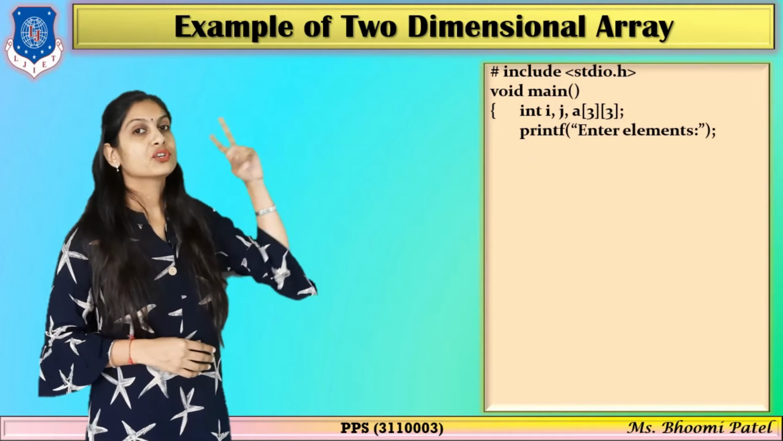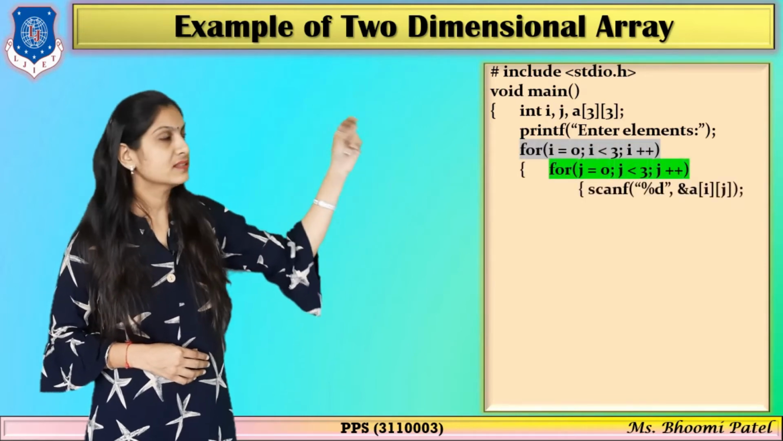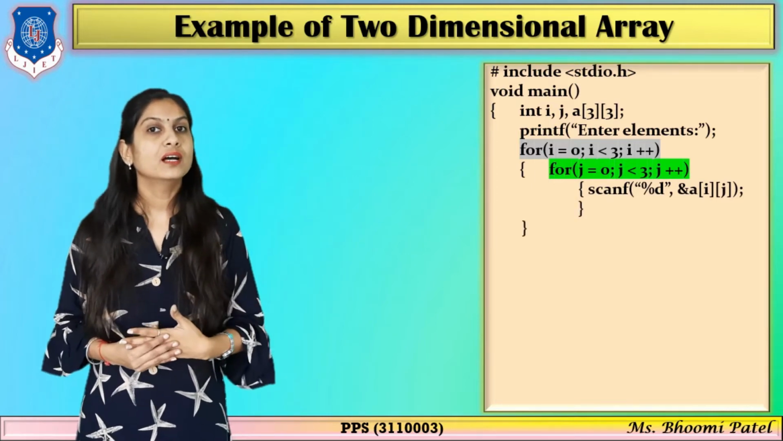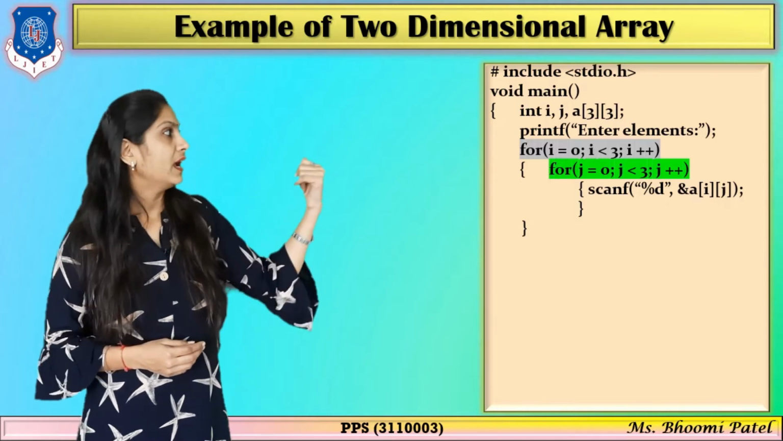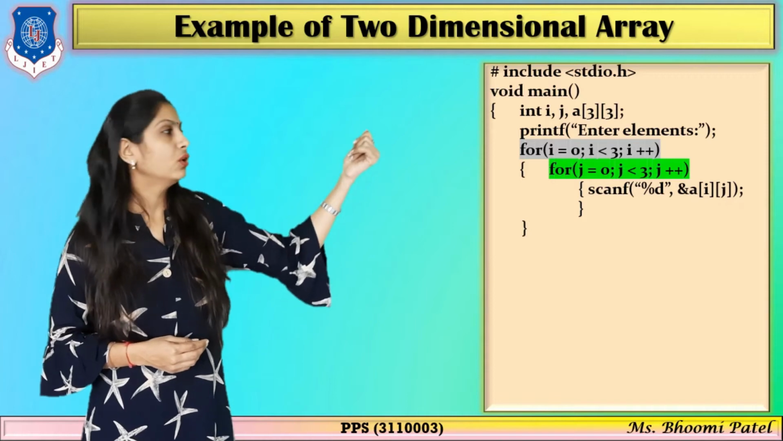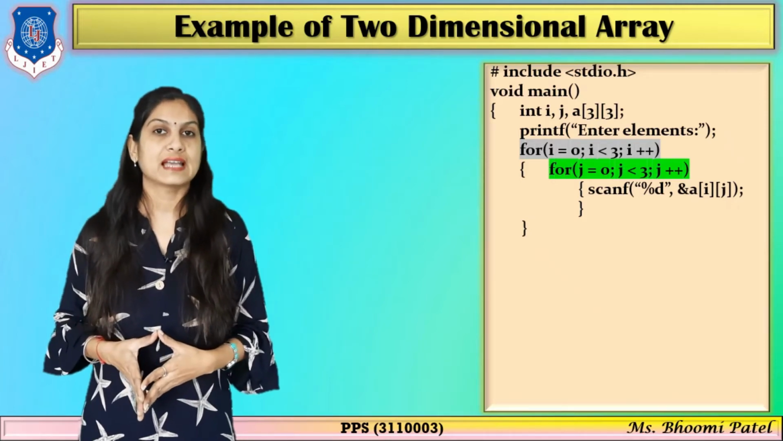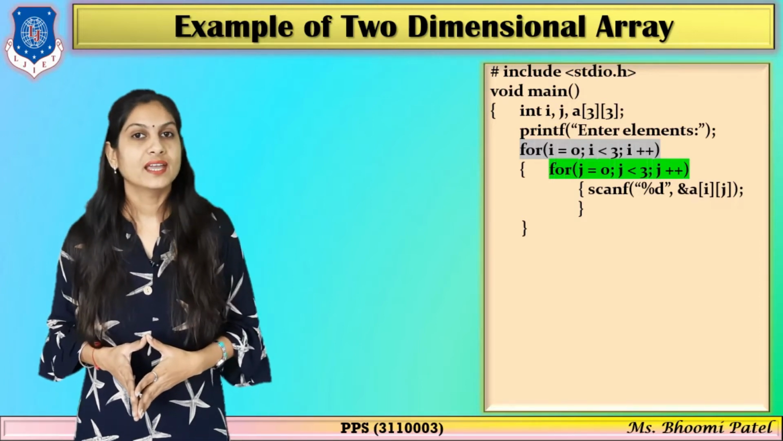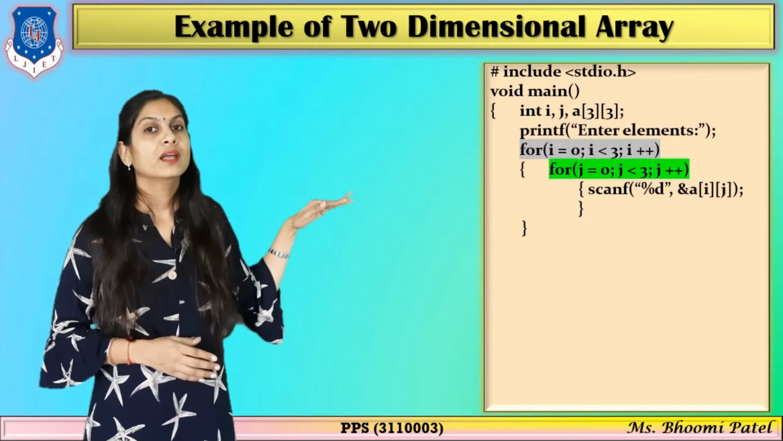Then we have to write two for loops: for i = 0, i less than 3, i plus plus, and inside that i loop, again we have to apply a for loop. This is the concept of nested loop. And in the second for, j = 0, j less than 3, j plus plus, and again we have to use the scanf function, %d, &a[i][j]. Now this program will be fixed.